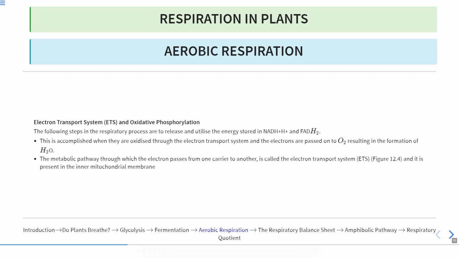Electron transport system and oxidative phosphorylation. This is very important to understand: what is the electron transport system and how oxidative phosphorylation takes place. The following steps in the respiratory process are to release and utilize the energy stored in NADH2 and FADH2. These are the steps involved in the respiratory process, and they release the energy that is stored. So this NADH2 and FADH2 is not a waste.